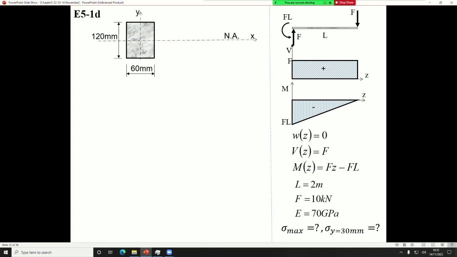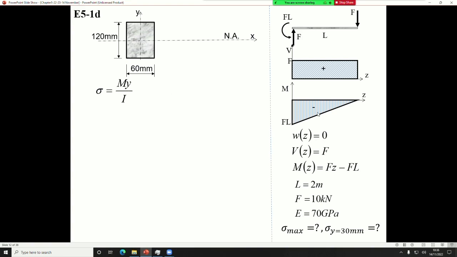So this is a cross-section of the beam. This is the neutral axis, the axis of no stress or strain. And that's the equation which we're going to use. The problem is asking us to find the maximum normal stress. I is constant. The second moment of area of the cross-section is 1/12 b h cubed. Now, in order for the stress to be maximum, M has to be maximum and y has to be maximum.